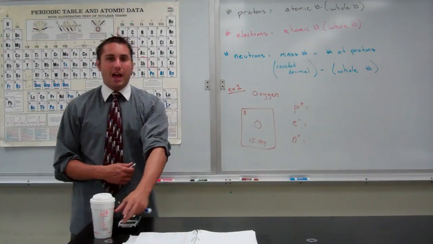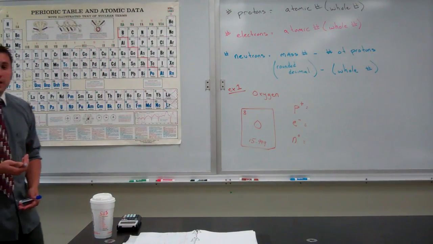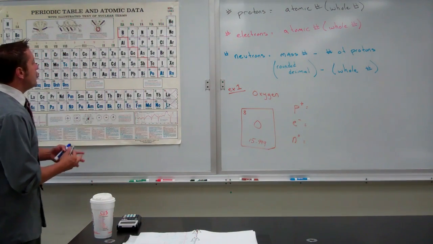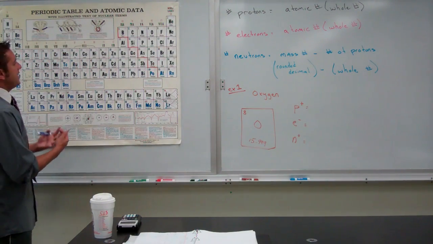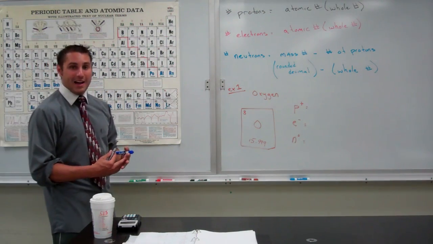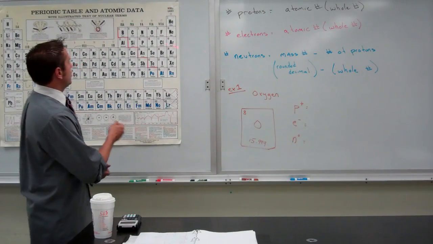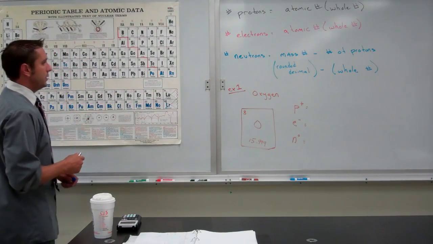The reason for that is that all elements on the periodic table are chemically neutral. They have no overall charge. If they get an overall charge, we don't call them elements anymore, we call them ions. So the protons and the electrons are always equal. They're equal to the whole number on a table.